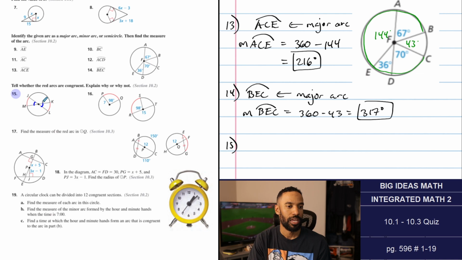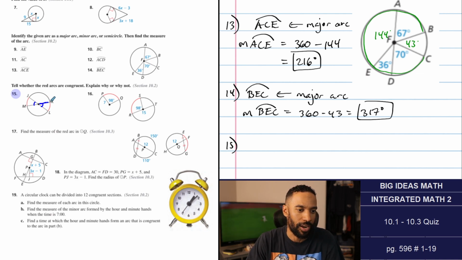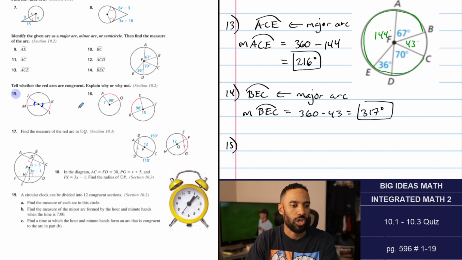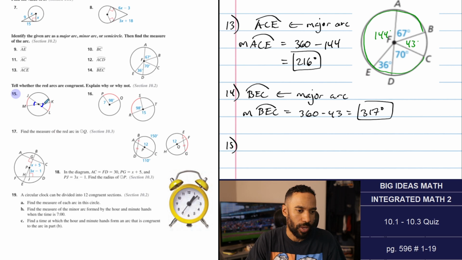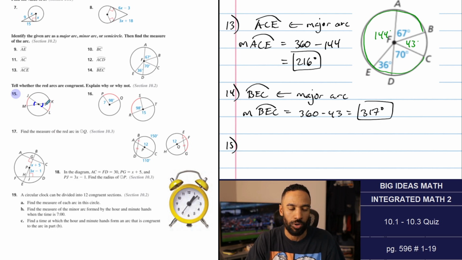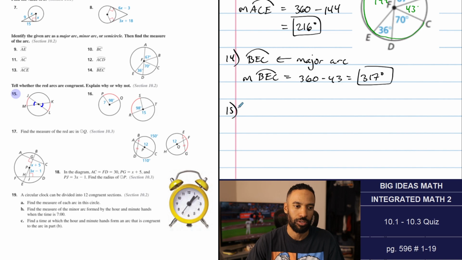So intercepted arc means the arc that's captured by your angle here, by the way. So arc KL is the intercepted arc of this angle right there. Anyway, my point is that a central angle and its intercepted arc have equal measure. And if you have congruent central angles, then you have congruent intercepted arcs.